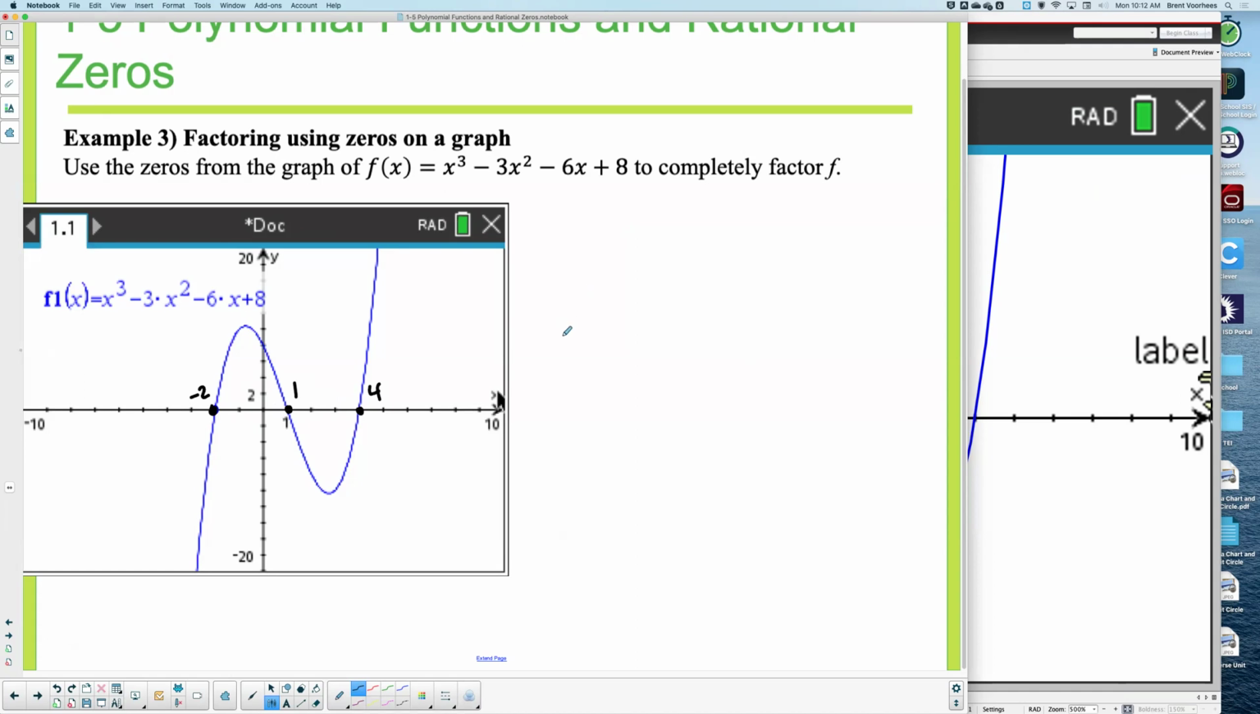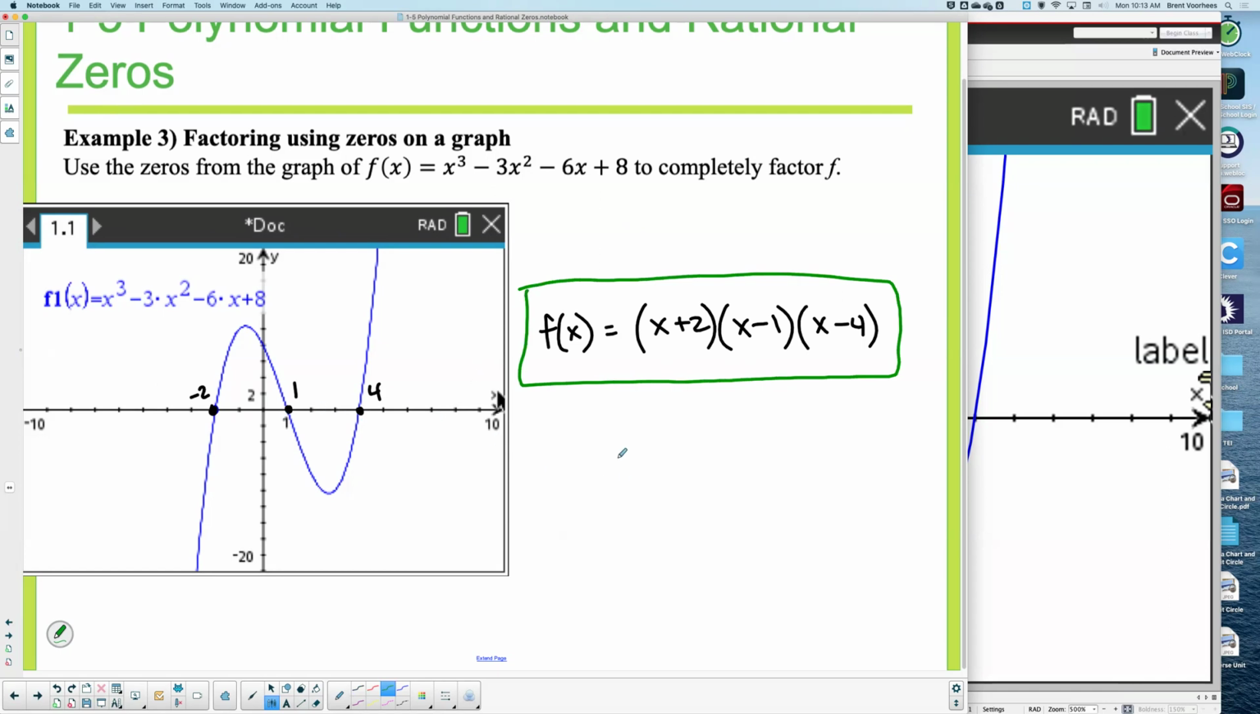Y'all want to take a guess how we could rewrite this equation in factored form? What would give me the 0 at x equals negative 2? X plus 2. Very good. What could give me the 0 at positive 1? X minus 1. That's because x's are liars. And what could give me the 0 at positive 4? X minus 4. That's going to be my answer right there.